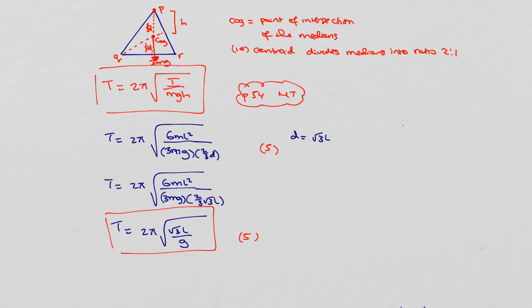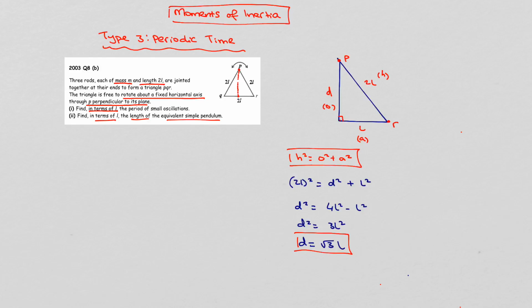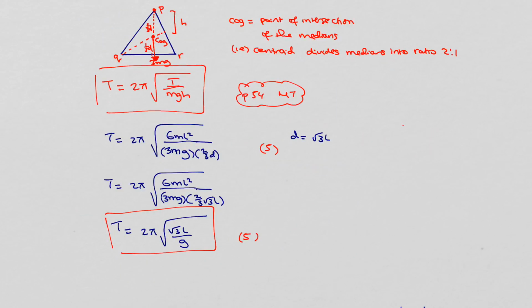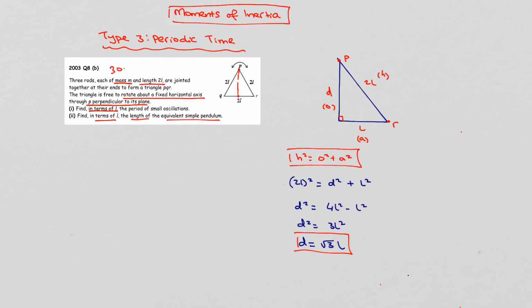So we had 5, 10, 15, 20, 25. Oh, sorry, we had 5 marks for setting up our h there as well. So 5 marks for saying that h was equal to 2/3 root 3 l. So we had 30 marks total for this question. Nice little periodic time question there.